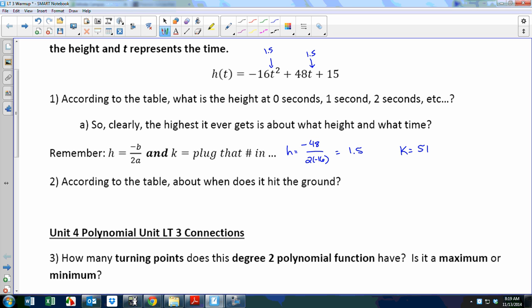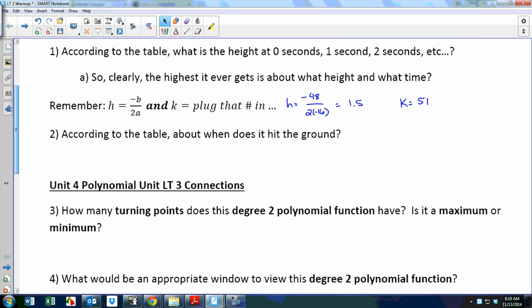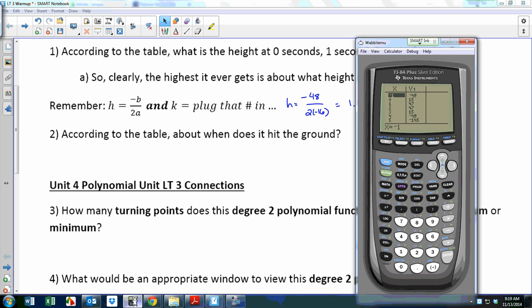All right, what about question 2? About when does it hit the ground? If you're looking at those heights, about when does it hit the ground? When does it go from positive heights to negative heights? Between x value 3 and 4, it goes from a height of 15 to a height of negative 49. It went through 0, right? So it crosses somewhere around 3 point something.